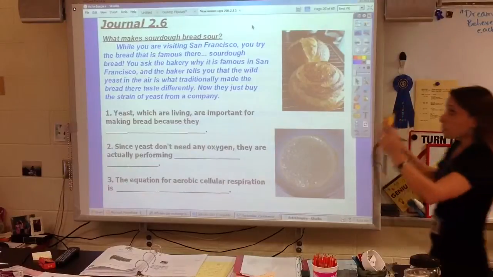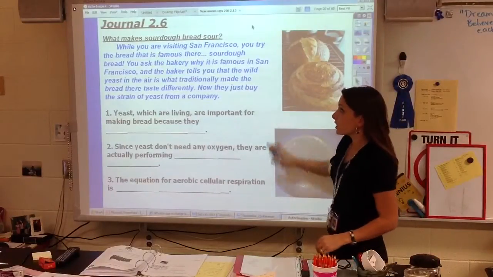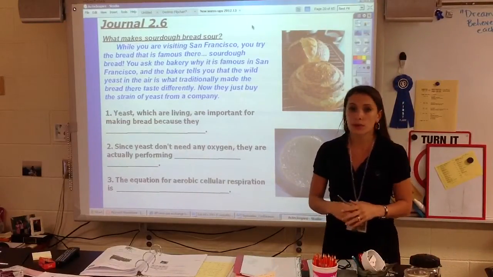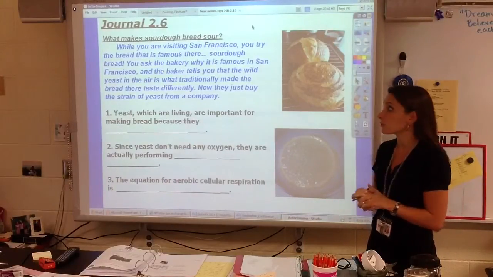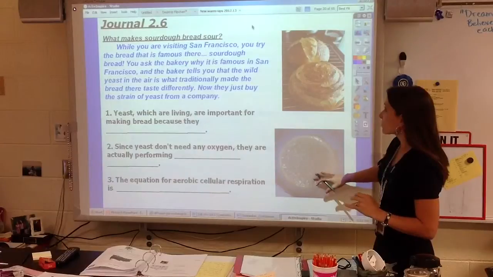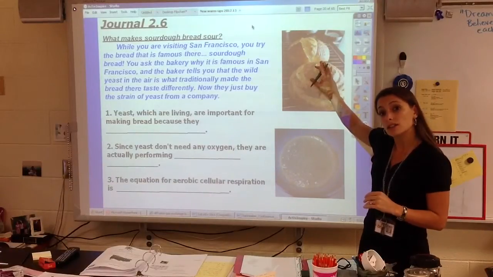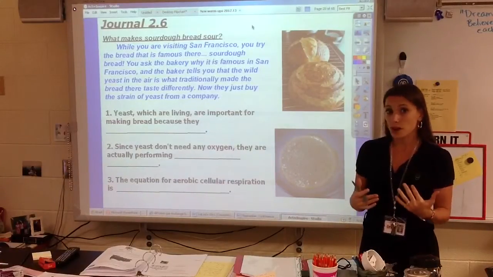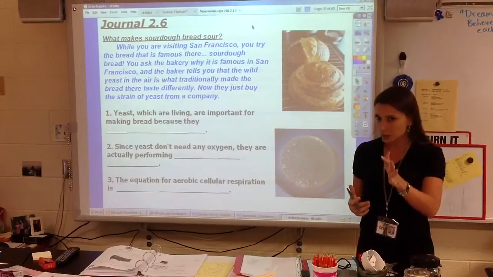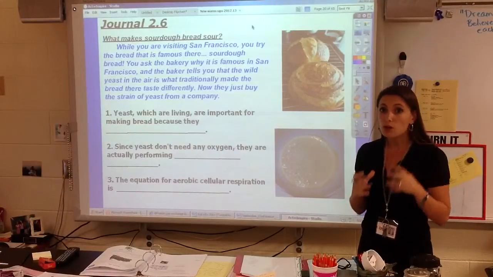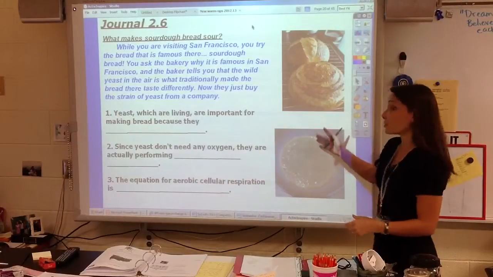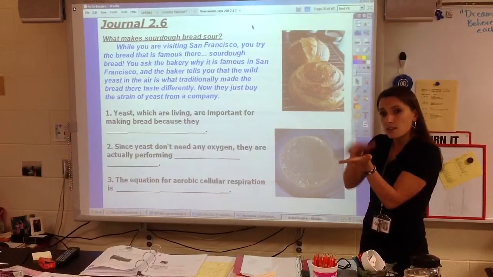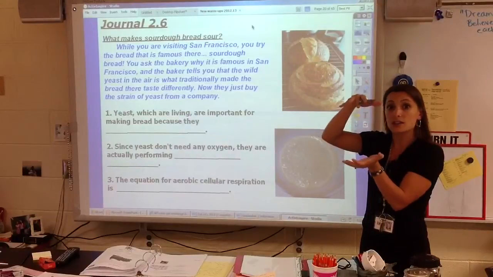This is journal 2.6, and what we're doing here is reviewing a little bit of respiration. So this is day 2 of cellular respiration. And what this is actually about is making bread rise. If you've ever made homemade bread at home, not banana bread, but real homemade bread, you know that it actually has to rise. This is actually what biscuits do too. You put in this flat dough and then the biscuits rise up.